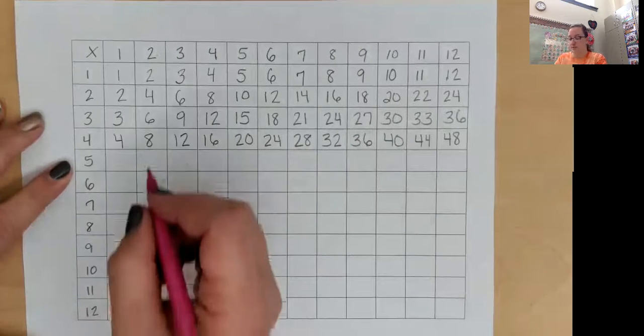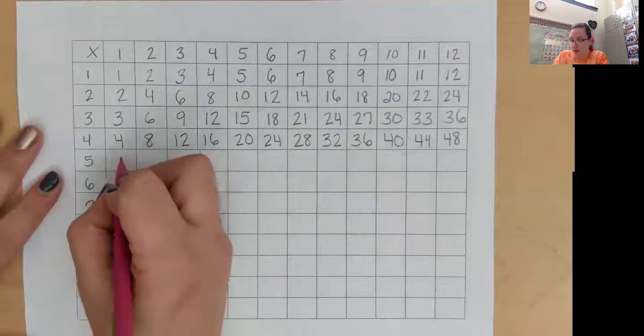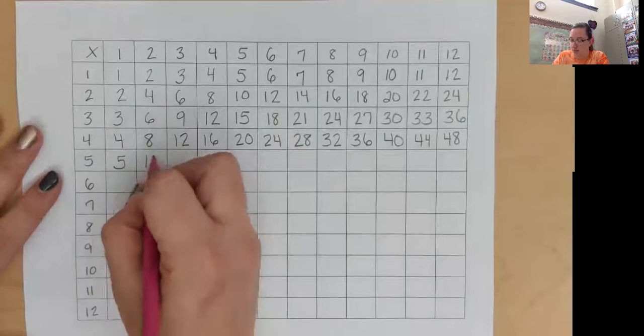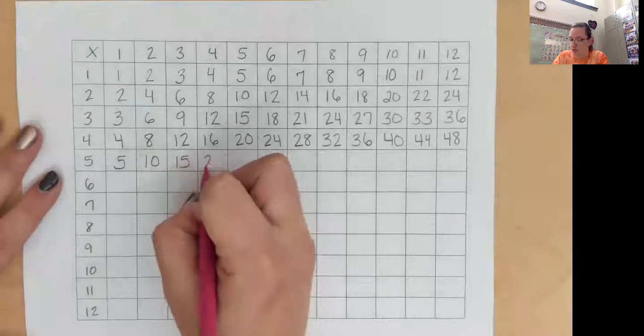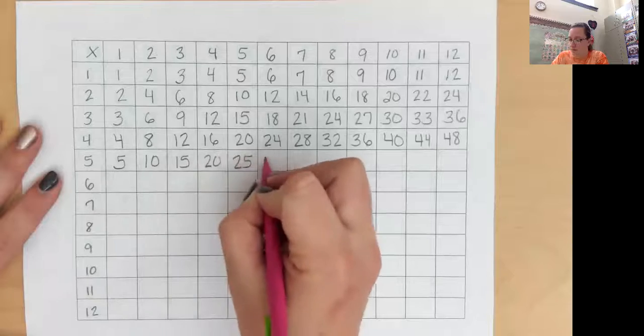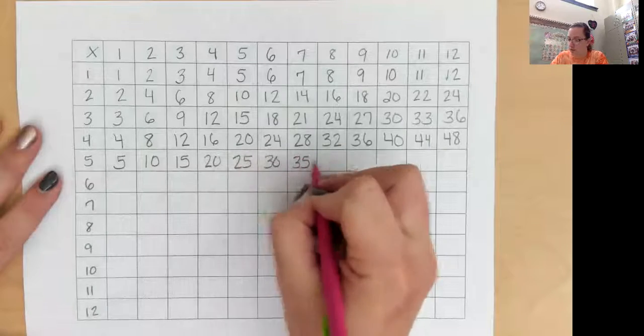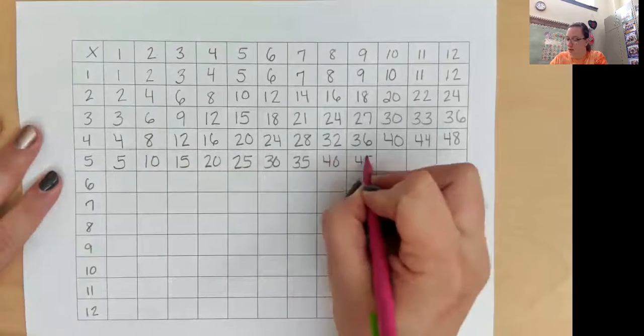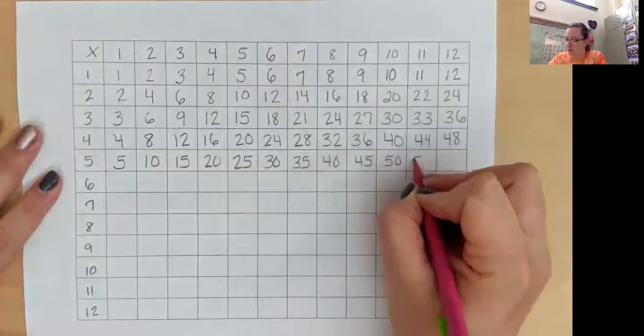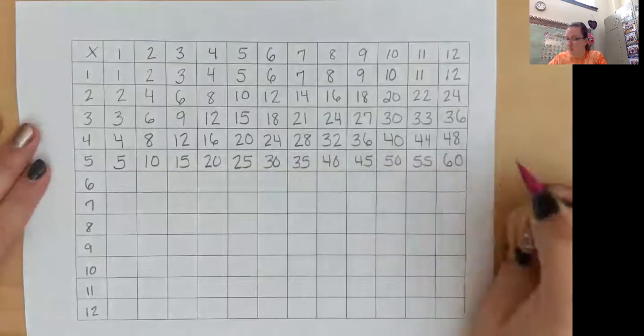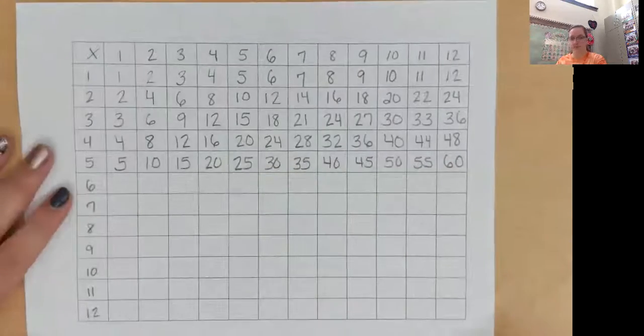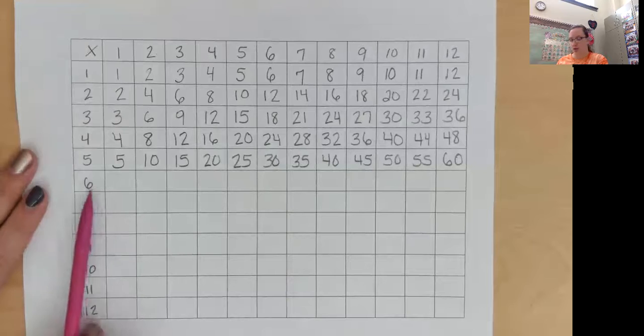Next, I'll go to 5's, and I'm simply skip counting by 5's. 5 times 1 is 5, times 2 is 10, 15, 20, 25, 30, 35, 40, 45, 50, 55, 60. Okay, here's where it starts to get a little harder.